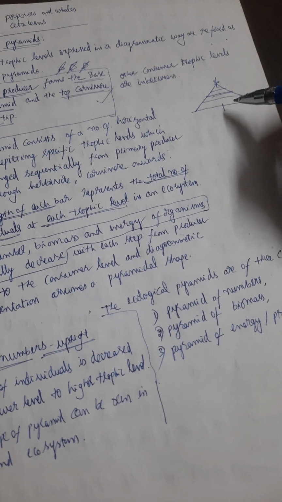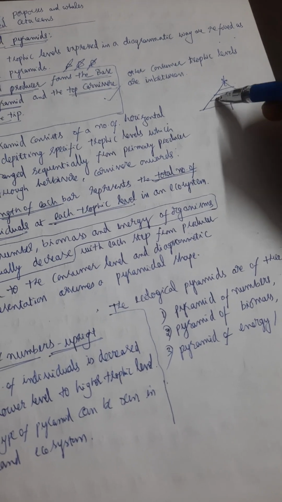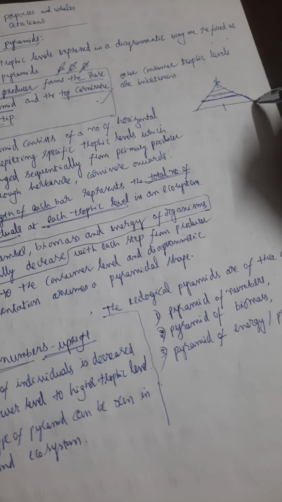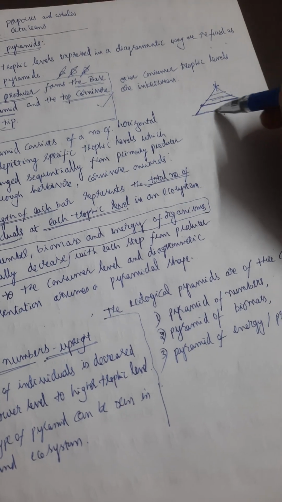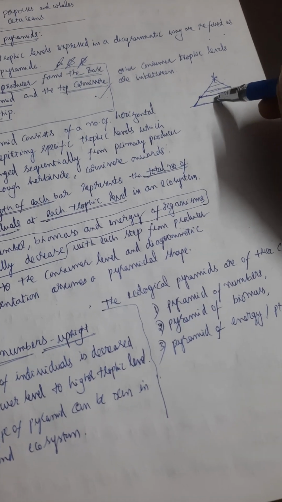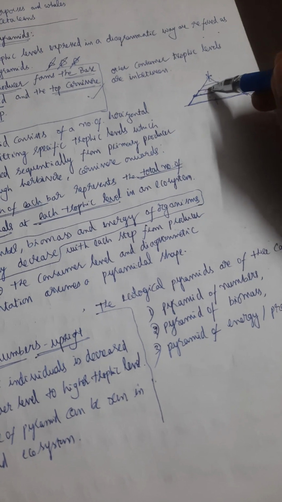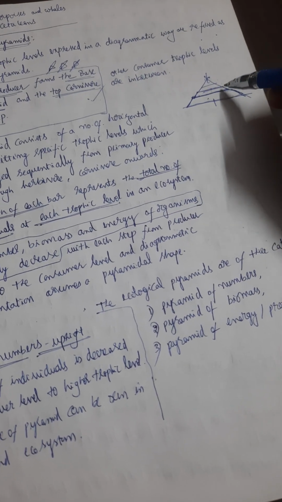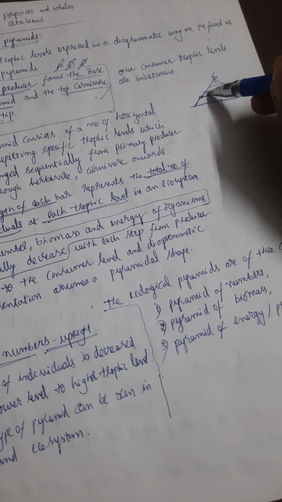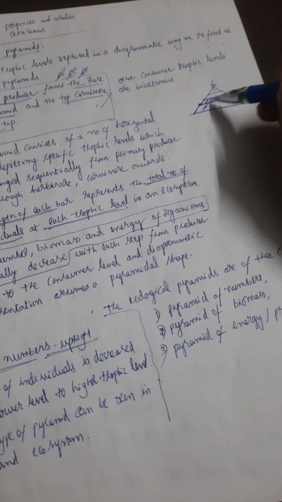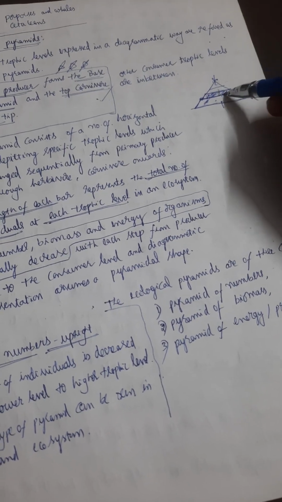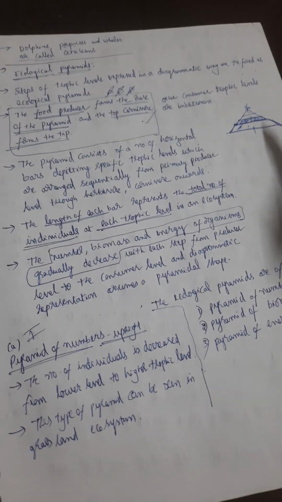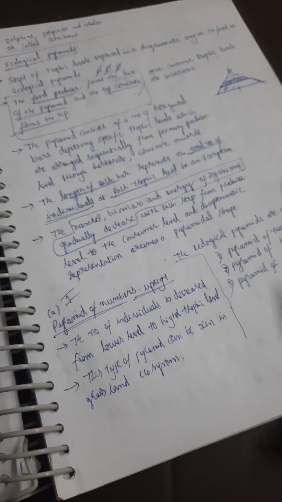Here, a trophic level is nothing but one group of organisms. So plants are considered as producers, one trophic level. This is in one color. Second, herbivores are considered as the next trophic level. All herbivores are one trophic level. So placing of trophic levels one above the other in sequential form is called a pyramid, an ecological pyramid.